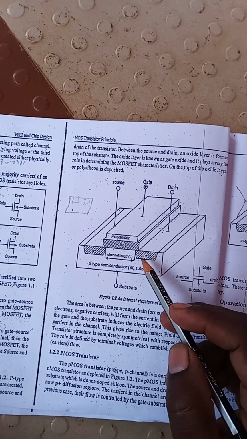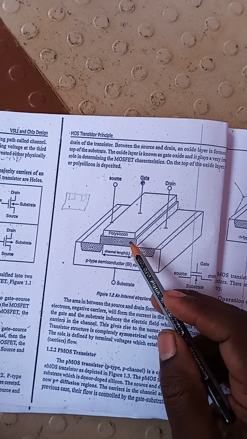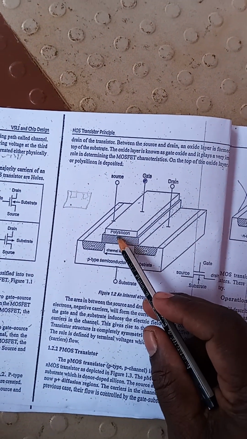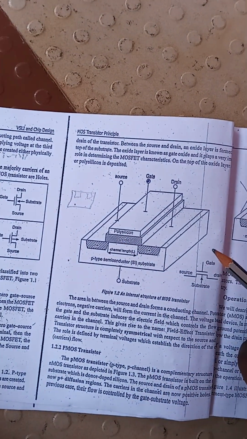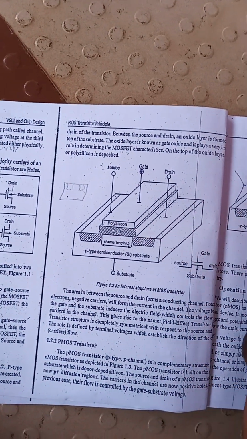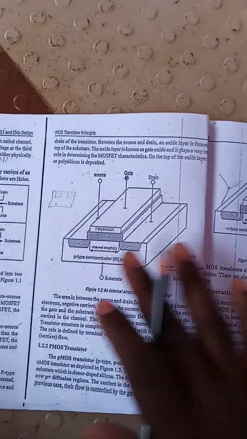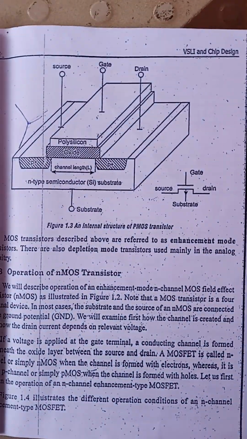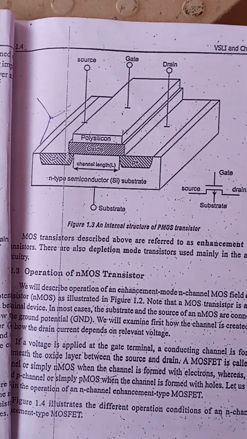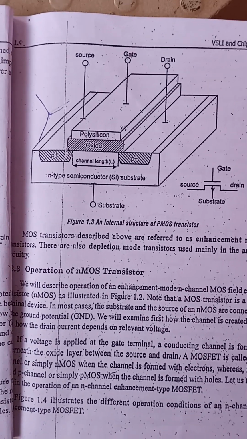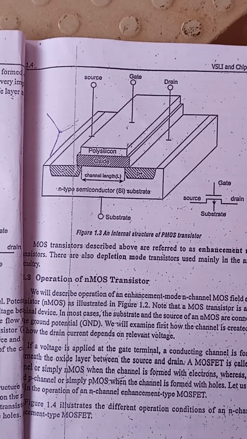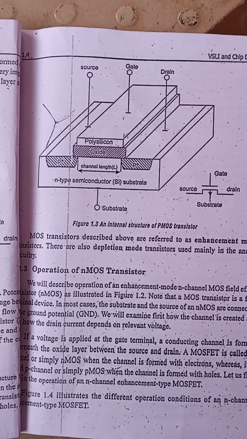Over the channel there must be an oxide layer. The oxide layer should definitely be available at the gate terminal. Over that, the polysilicon gate is deposited. This is the structure of an NMOS transistor. If we consider the PMOS transistor, the reverse will come. The channel will be of P type, and the source and drain regions will be heavily doped, so it is indicated as P plus regions.